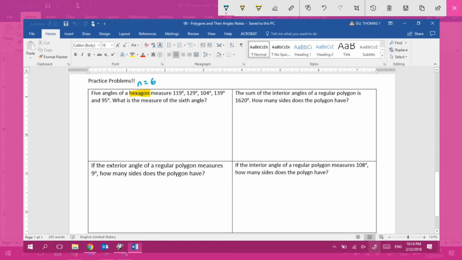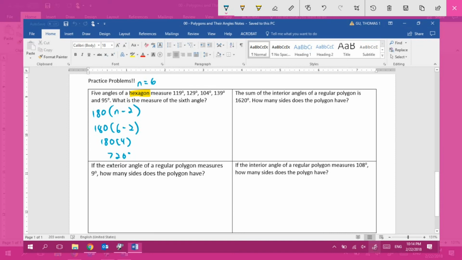So we need to find the total sum of the angles inside a hexagon. How do I do that? The formula is 180 times n minus 2. N is 6 right here, so 180 times 6 minus 2. That's going to be 180 times 4, which is going to be 720. So my total degrees in the hexagon is 720.